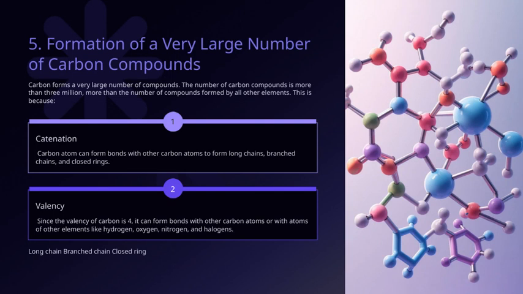Let's talk about the different ways carbon atoms can connect with each other. As you can see, they can form long chains, branched chains, or even closed rings. The reason this is possible is because of carbon's valency, which is 4. This means a carbon atom can form 4 bonds with other atoms. Since carbon can bond with other carbon atoms, it allows for the formation of complex structures like chains and rings. This property is called catenation, and it's really key to why carbon is such a versatile element in organic chemistry.